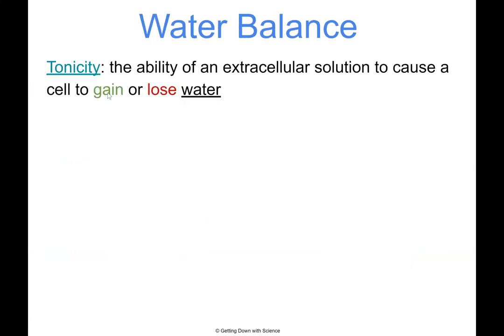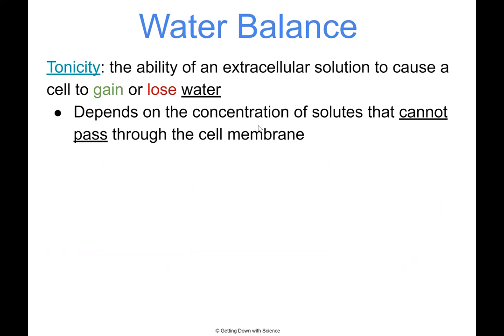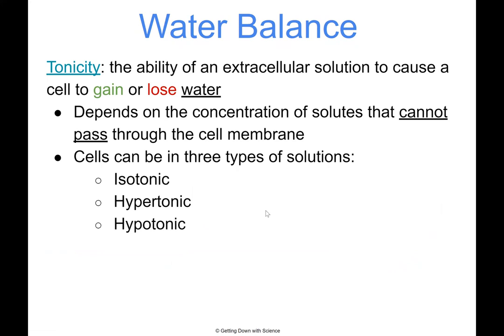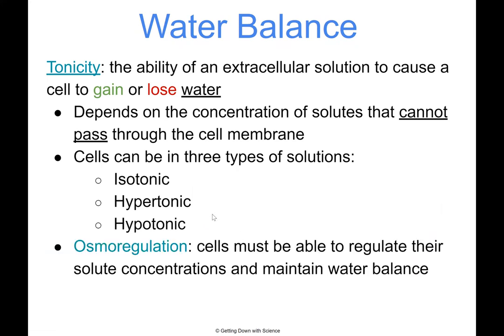So when we're talking about tonicity, we're talking about the ability to gain or lose water. And so it depends on the concentration of these solutes that can't pass through the membrane to determine the tonicity. So it can be isotonic, hypertonic, or hypotonic. And we use osmoregulation to control or maintain that water balance, that solute concentration water balance concept.